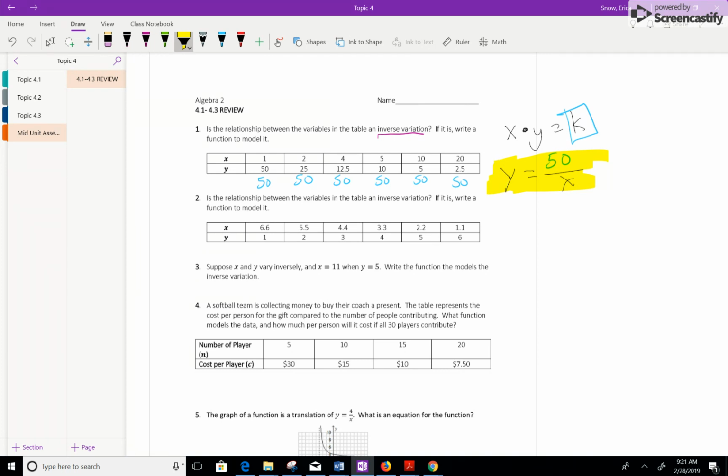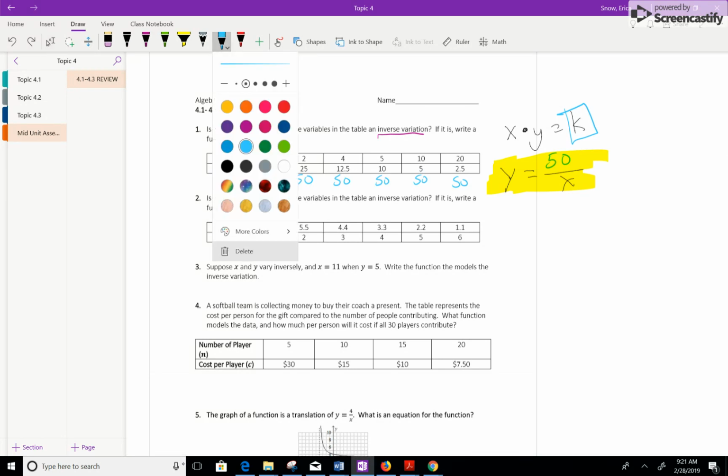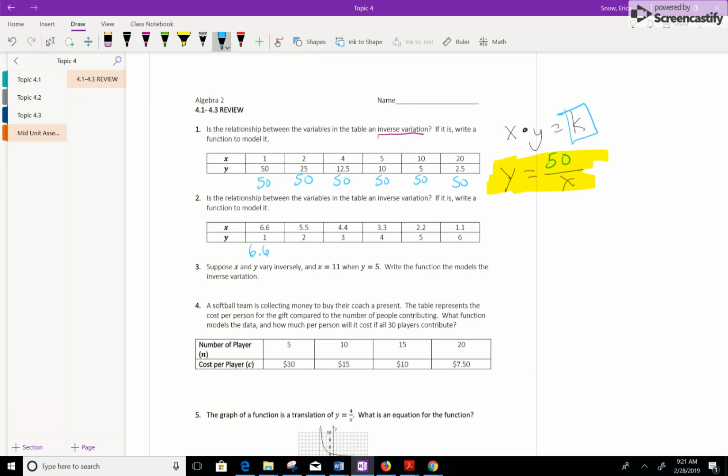For number 2, I'm going to go through 6.6. I don't know why that does that. Let me try this again. 6.6, 11. Oh, no inverse variation. Big old fat no.